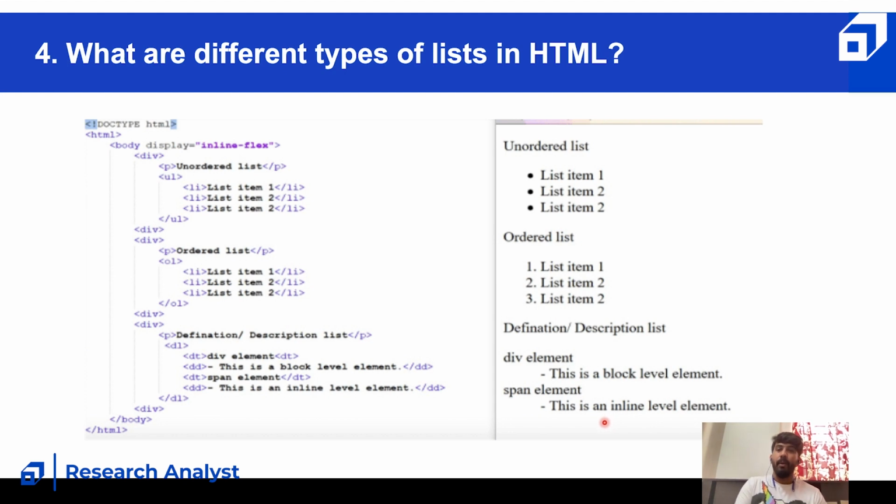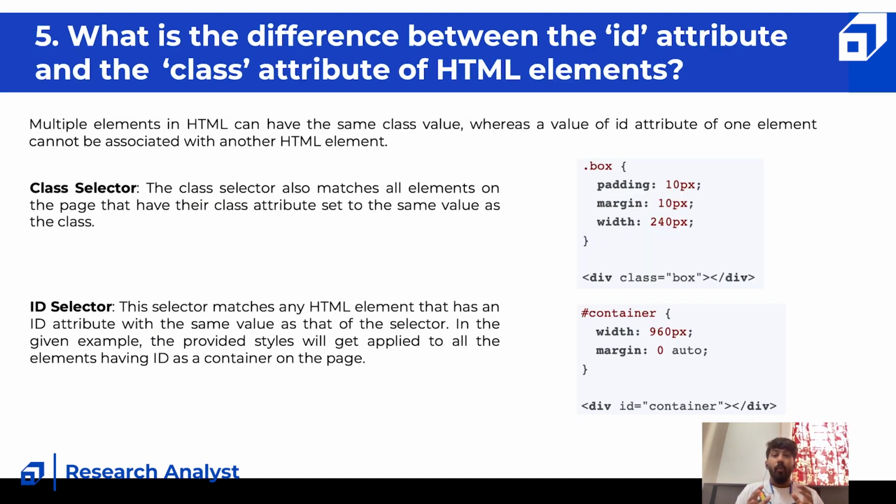Okay, so first question: what is the difference between the ID attribute and the class attribute of HTML elements? ID and class are very popular, and it would be better if we understand class and ID from the perspective of both HTML and CSS, because if you're using a class and ID in HTML, you would need CSS in order to utilize these two selectors.